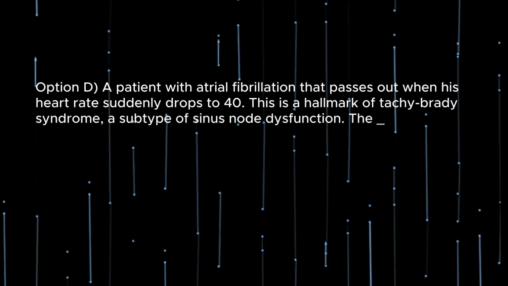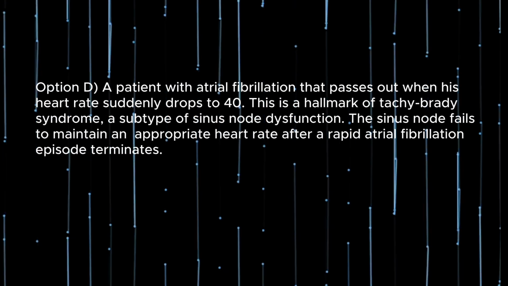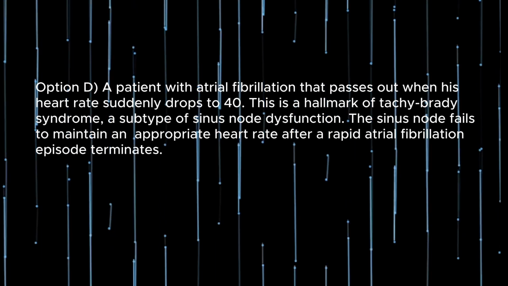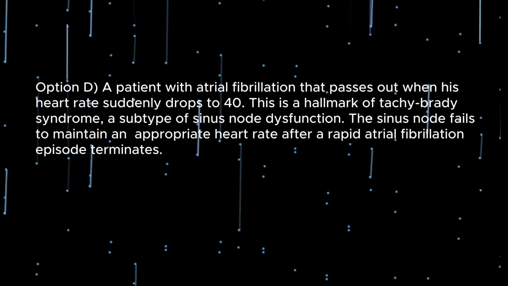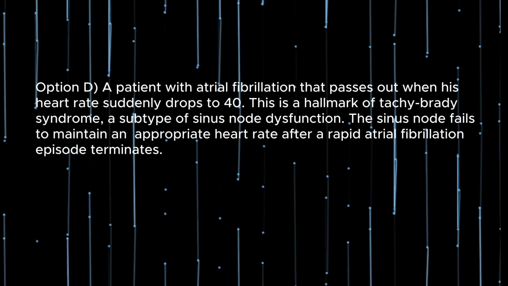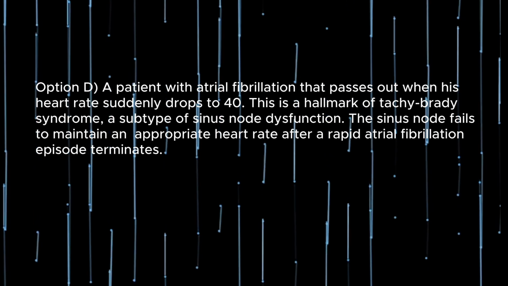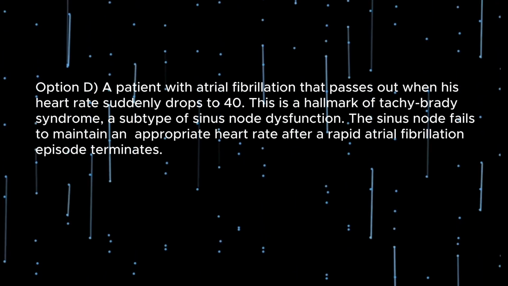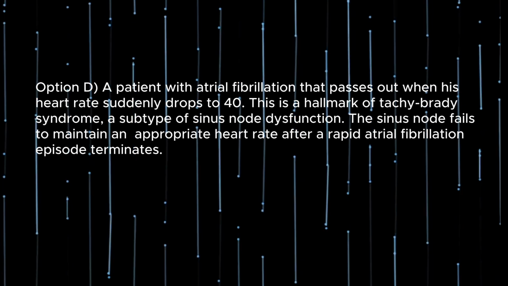Option D. A patient with atrial fibrillation who passes out when his heart rate suddenly drops to 40. This is a hallmark of tachy-brady syndrome, a subtype of sinus node dysfunction. The sinus node fails to maintain an appropriate heart rate after a rapid atrial fibrillation episode terminates.